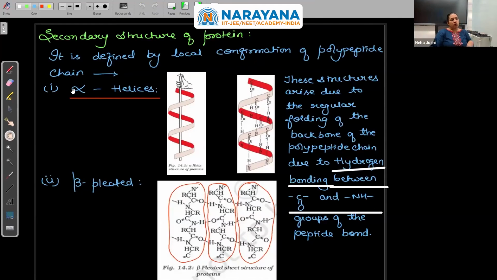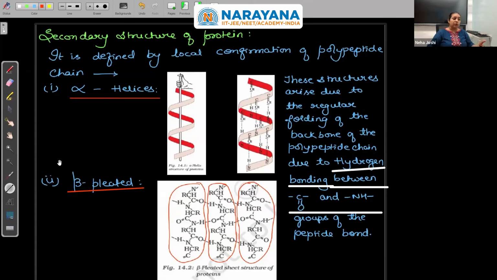So, secondary structure of protein. By local configuration, we have 2 structures: one is the alpha helical, one is the beta pleated. Beta pleated is like the way we put curtains, or the pleats of a sari or a dupatta. It is defined by local conformation of the polypeptide chain, right? First is the alpha helix. It follows the right hand thumb rule. These structures arise due to the regular folding of the backbone of the polypeptide chain.